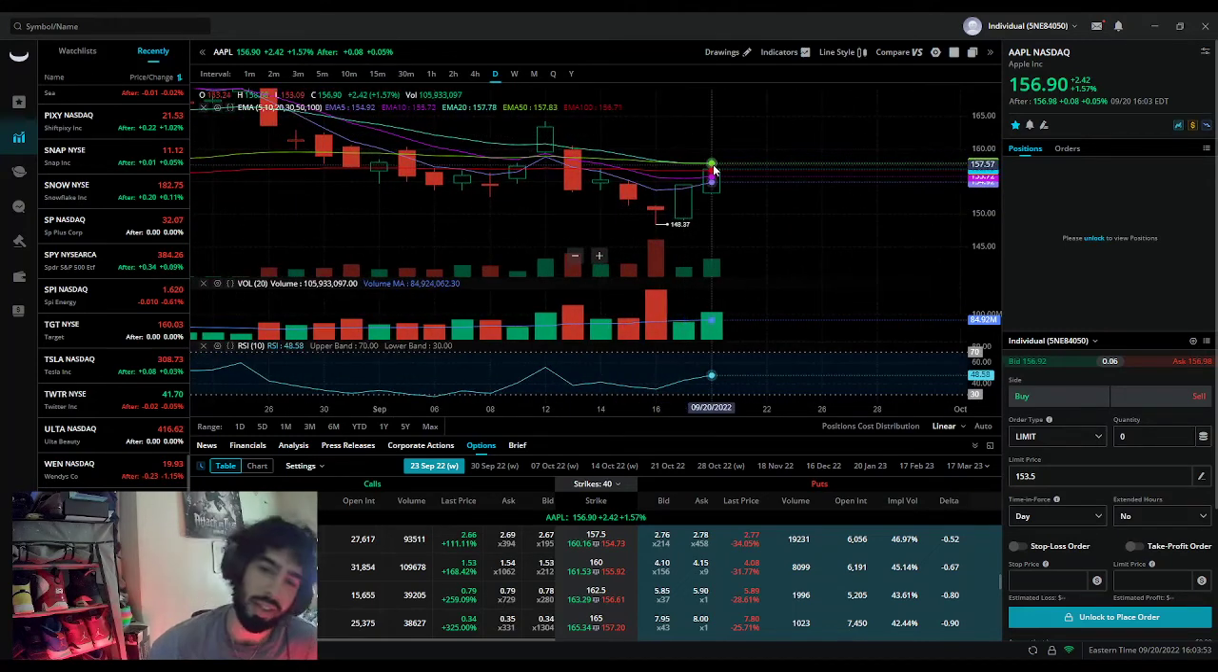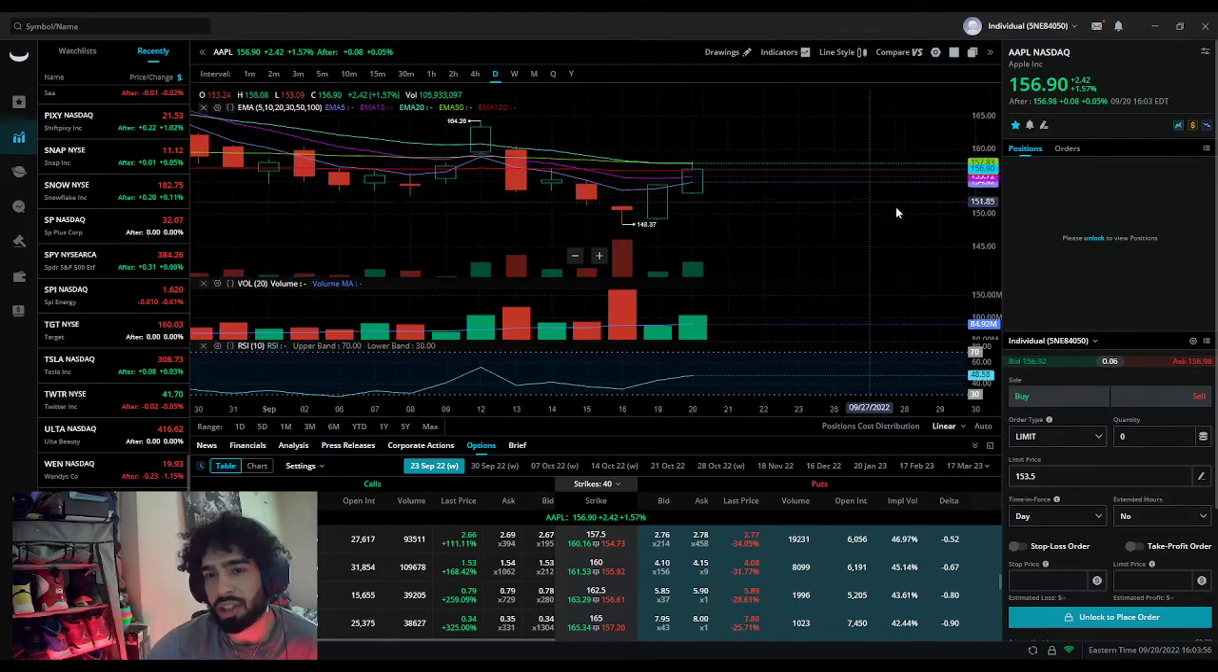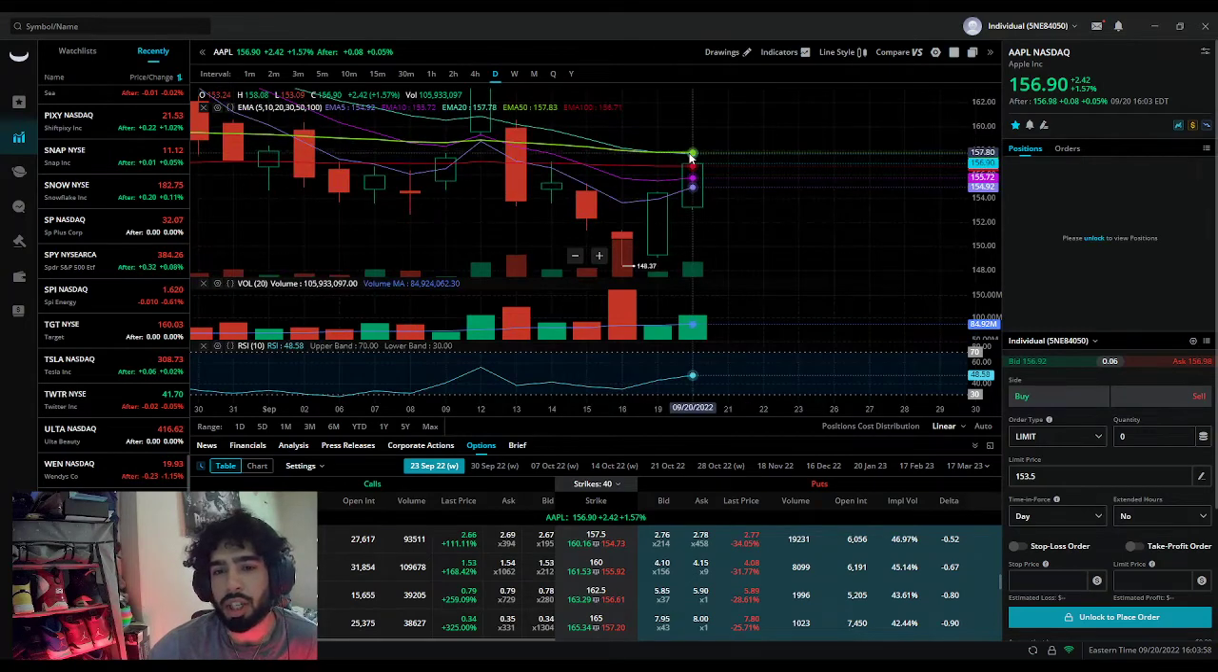I didn't like the fact that it rejected the 20 to 50. It didn't reject it hard per se. It rejected it a little bit, and it just stayed on the 100 EMA. That could be a little bit bullish though for the longer term.